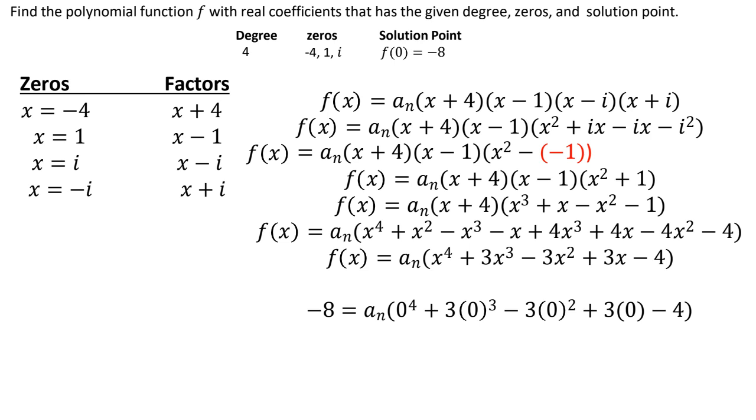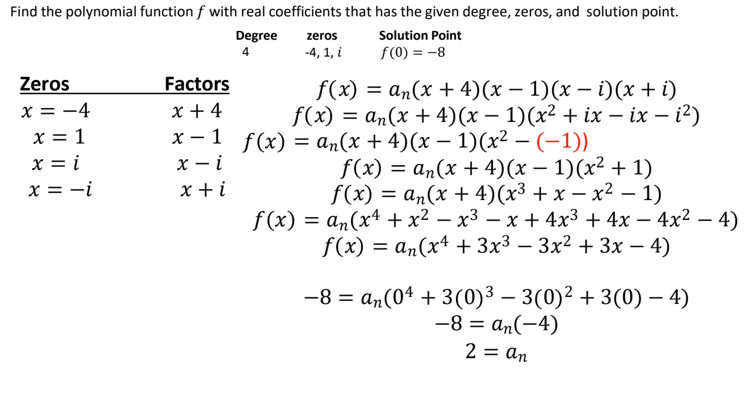So now all I have to do is evaluate. When I evaluate here, 0 to the fourth power is 0, 0 to the third is 0, 0 times 3 is 0, 0 squared is 0, 0 times 3 is 0, 3 times 0 is 0, and 0 minus 4 is minus 4. So I have negative 8 is equal to a sub n times negative 4. To solve for a sub n, I'm going to divide both sides by negative 4, and I'm going to see that a sub n is 2.